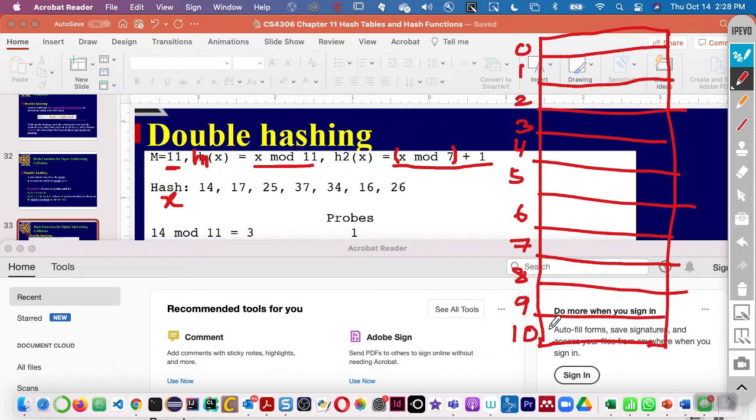So is M also the size of the hash table? Because there are 11 elements? Yes. Okay.